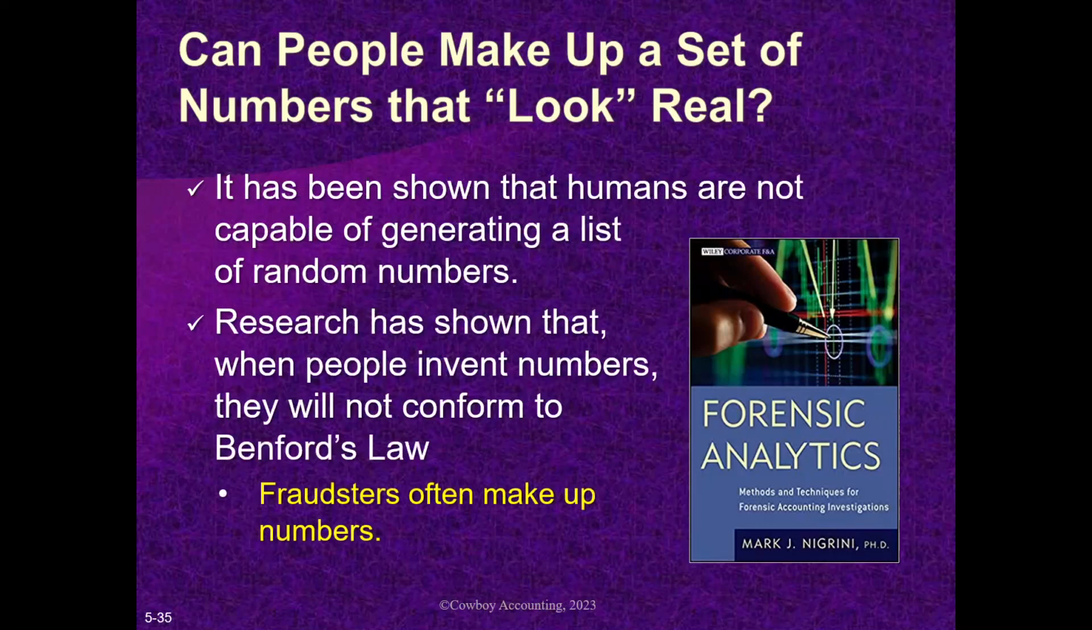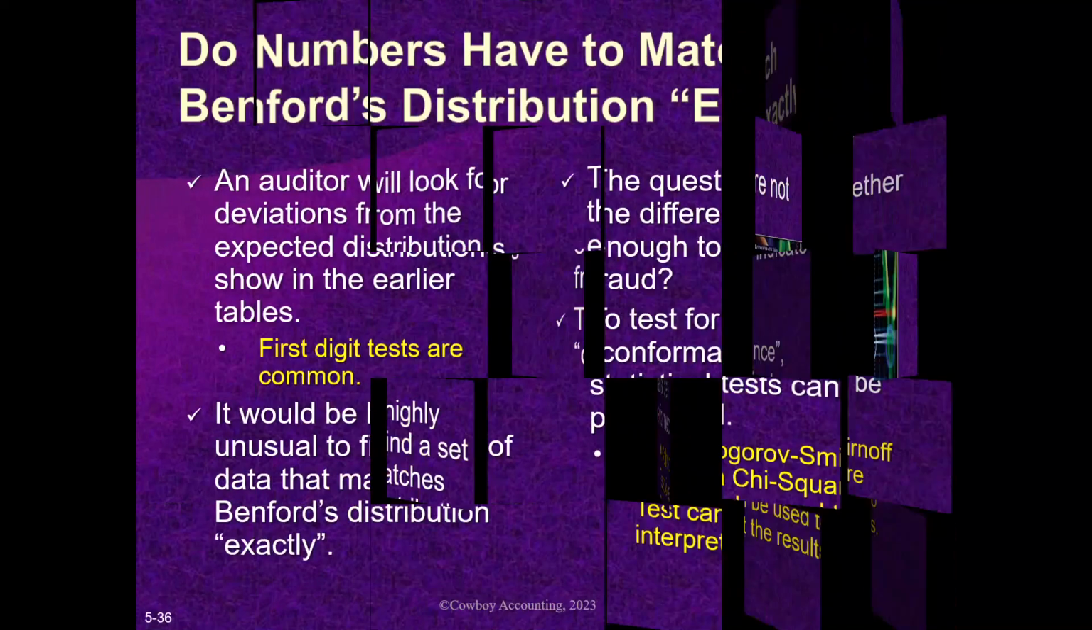It's also been shown that humans are not really good at generating a list of random numbers. First of all, the numbers will have some kind of a pattern in them, but the pattern will not match Benford's law. That's been shown. It's also shown that when people invent numbers, they just don't conform to Benford's law. Often, as I stated, fraudsters make up numbers, and they make this presumption that somehow 1s, 2s, 3s, and 4s occur an equal amount of times. It's not like flipping a penny, okay? With a 50% chance. These numbers have a known pattern of occurrence, and we exploit that pattern to get better information from the data that we're looking at.